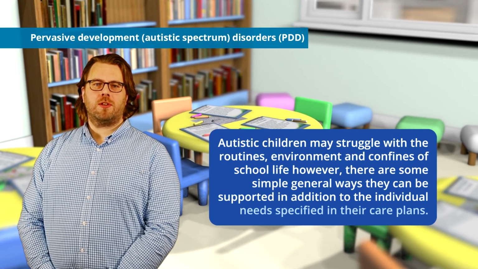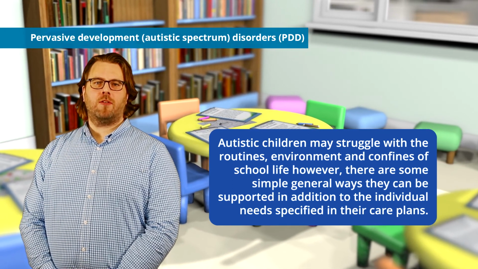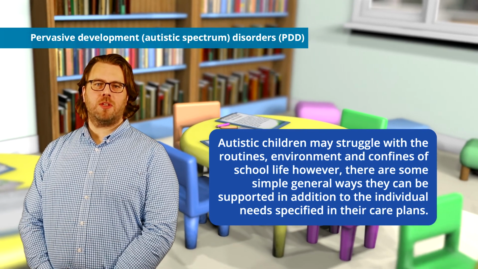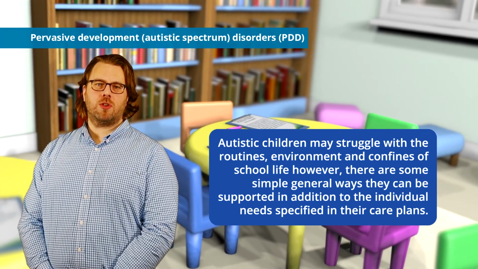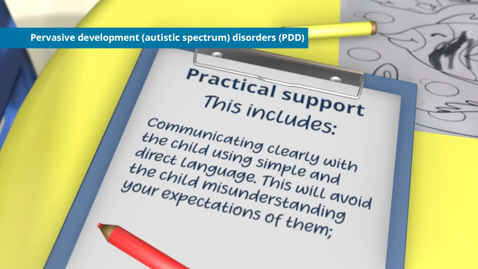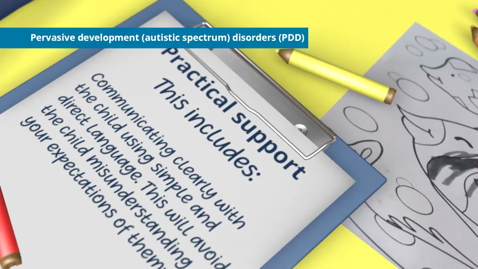Autistic children may struggle with the routines, environment and confines of school life. However, there are some simple general ways that they can be supported, in addition to the individual needs specified in their care plans. This includes communicating clearly with the child using simple and direct language. This will avoid the child misunderstanding your expectations of them.